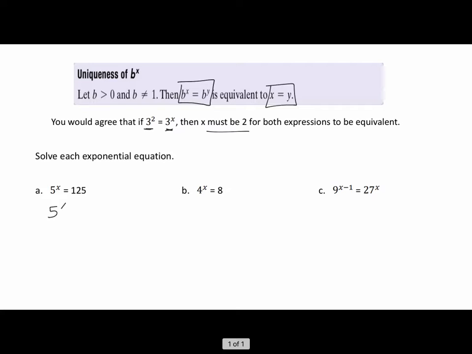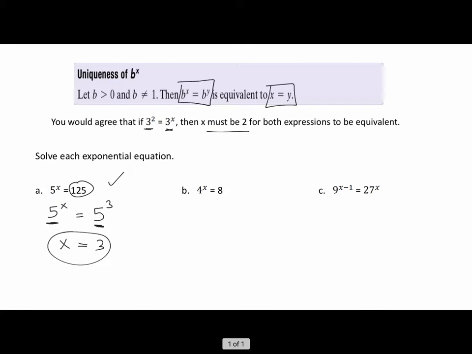So on the left side, we have a base 5. We want to see if we can get a base 5 on the right side. So 125 is 5 to what power? And that would be the third power, right? 5 to the third power is 125. So now that we have the same base on both sides of the equal sign, we're going to go ahead and set the exponents equal. X equals 3. And that's the solution. 5 to the third equals 125.